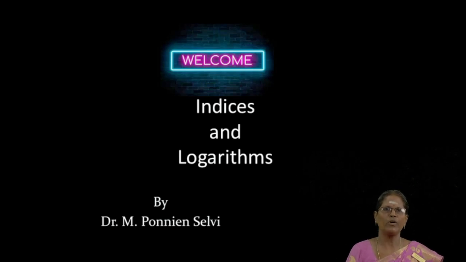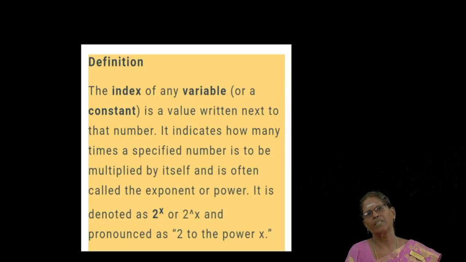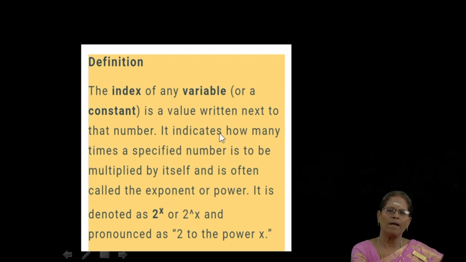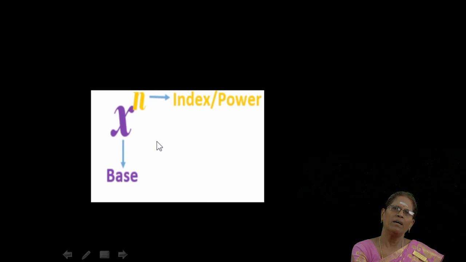In this video, we are going to learn about indices and logarithms. Repeated multiplication is termed as index. How many times a specified number is to be multiplied by itself is termed as the exponent or power. When we express x to the power n, x is called the base and n is called the index or power.